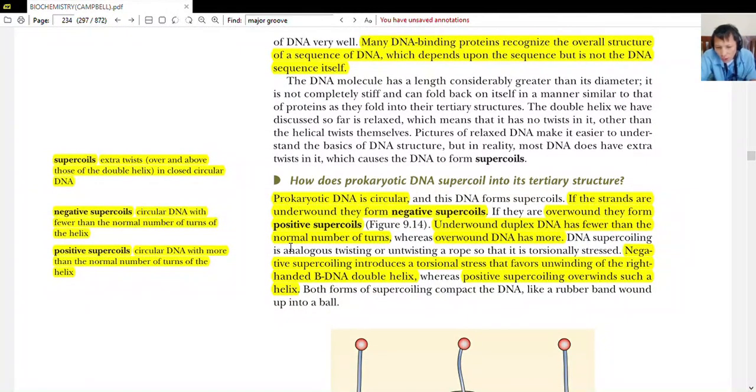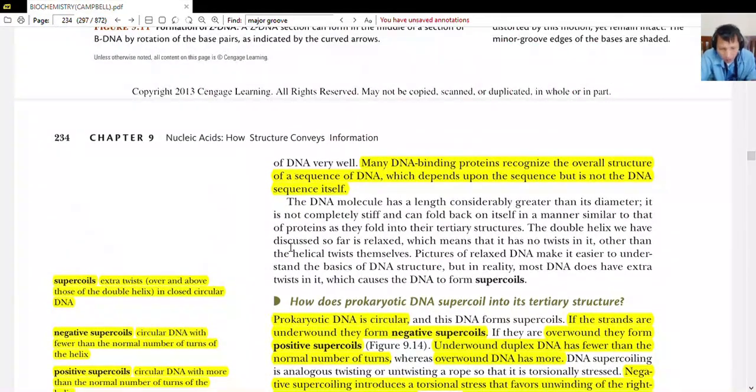And then you have now the supercoils. Anyway, many DNA binding proteins recognize the overall structures of a sequence of DNA. See, even proteins recognize the structure of a sequence of DNA, which depends upon the sequence, but is not the DNA sequence itself. Not on the DNA sequence, but on the sequencing on the DNA. That binding of proteins. Okay?